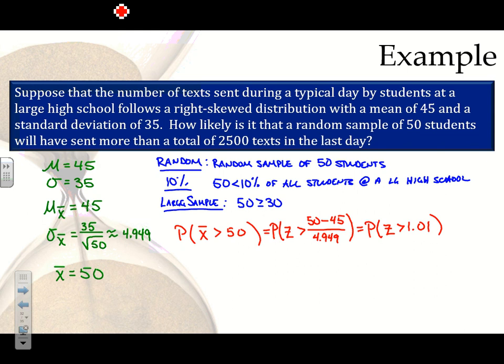If you plug it in your calculator, you would put 1.01 as your low bound. Your upper bound then would be positive 1 E 99, and then it's going to calculate the exact value for you. And so when you do this, you get a value of about 0.156 or something around there. So basically, to answer the question then, there's about a 15.6% chance that a random sample of 50 students will have sent more than 2,500 texts in the last day.